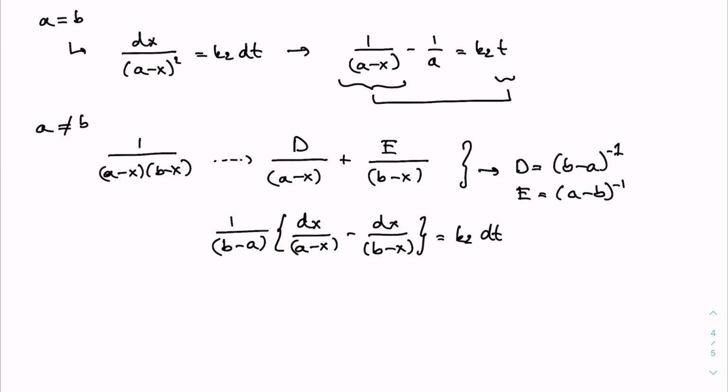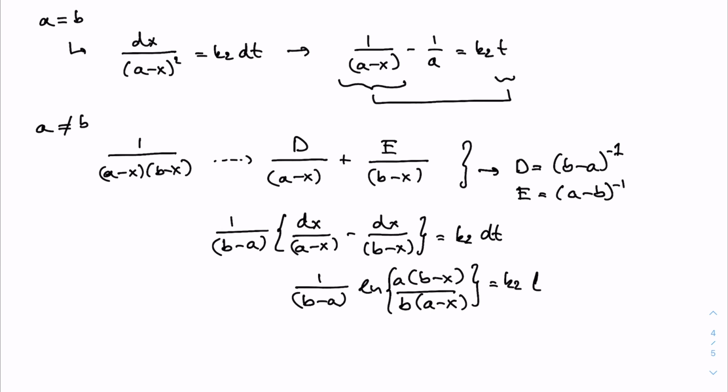Okay, so if we now integrate that and then apply again the same conditions like we did before, we get this ln of B minus x over B, A minus x equals K2 times t.